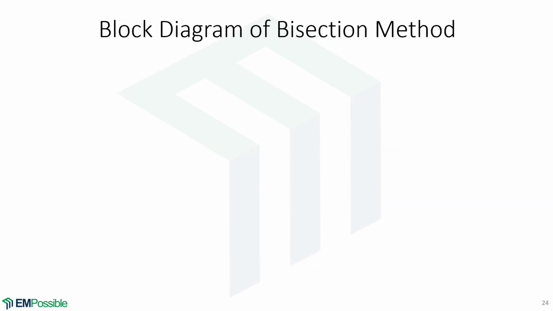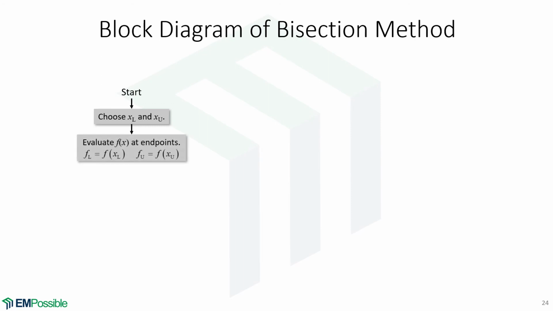Let's now step through a block diagram of the bisection method. We start the algorithm with the function we want to find the root of, and we pick this lower and upper bound that somehow magically we know spans a single root. We then evaluate the function at those points. And keep in mind that evaluating that function could take a very, very long time, so we don't want to have to keep redoing that.